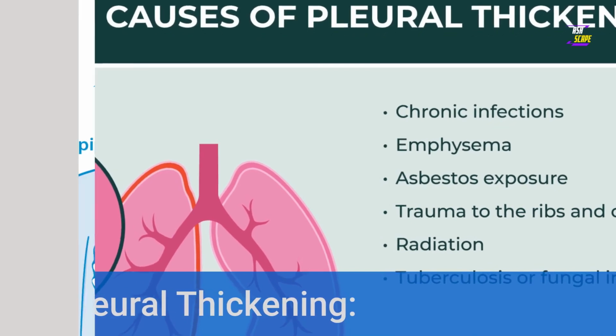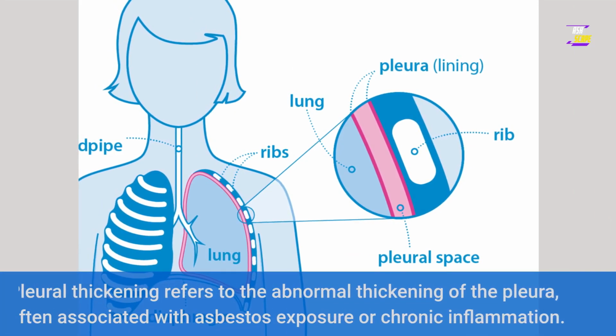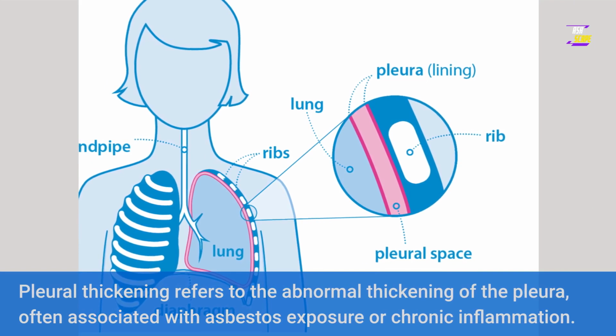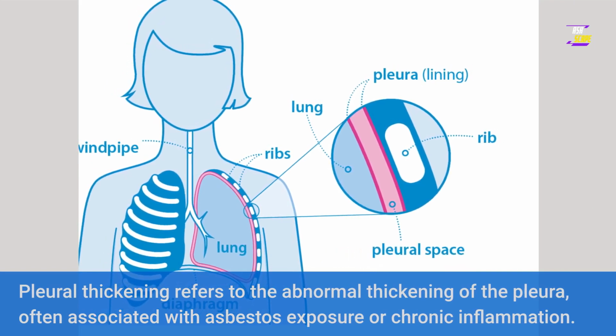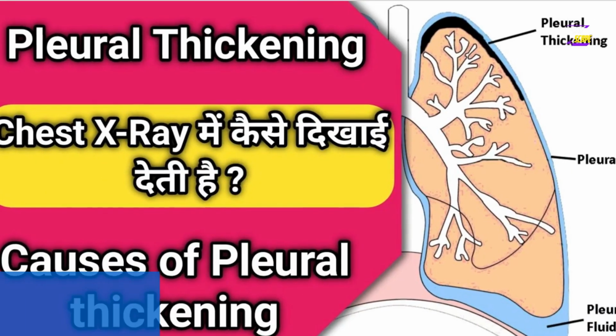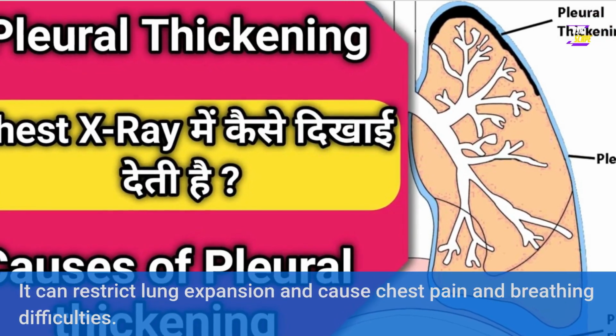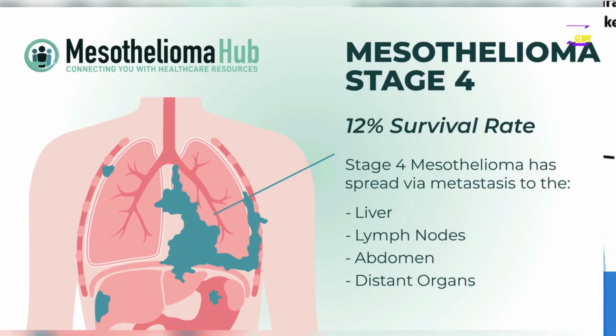6. Pleural thickening. Pleural thickening refers to the abnormal thickening of the pleura, often associated with asbestos exposure or chronic inflammation. It can restrict lung expansion and cause chest pain and breathing difficulties.